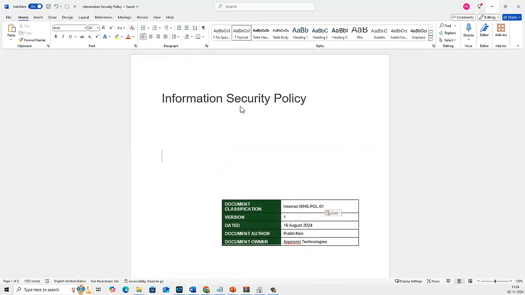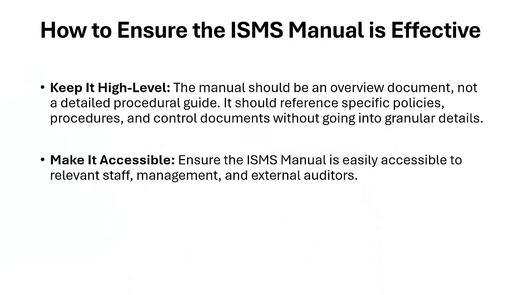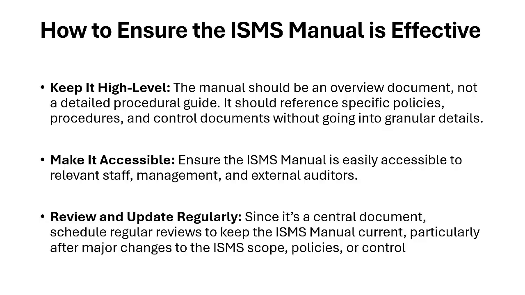Okay, so as I said, the manual should be an overview, not detailed. It should be a reference point, because when an auditor comes for an audit, the first thing he checks is the manual. So the manual should be easily accessible, and make sure it's a central document. You should regularly review it to keep the ISMS manual updated. And if you're going to change anything, maintain the version history.